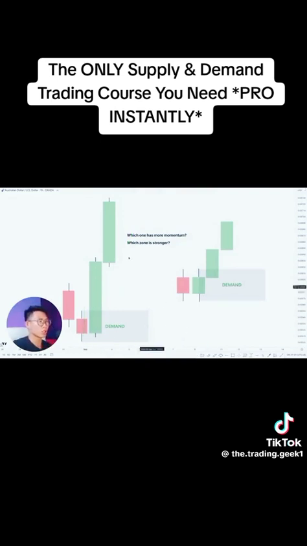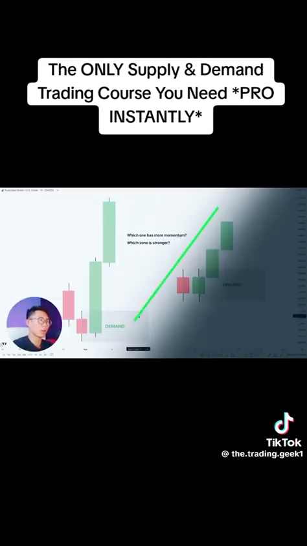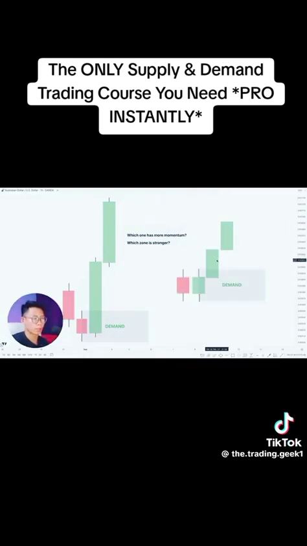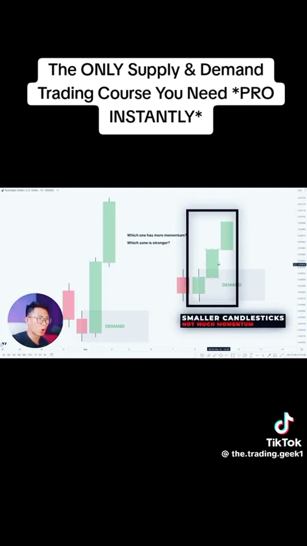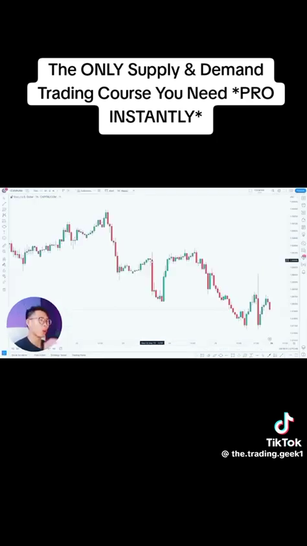So chances are eventually when price comes back down and touches this zone, it has a higher chance of reacting to this zone, and it's going to go up compared to this one right here. You can see the candlesticks are a little bit small, there's not much momentum right here. So this demand zone will be of lower quality compared to demand zone A. Let's look at a few examples now.